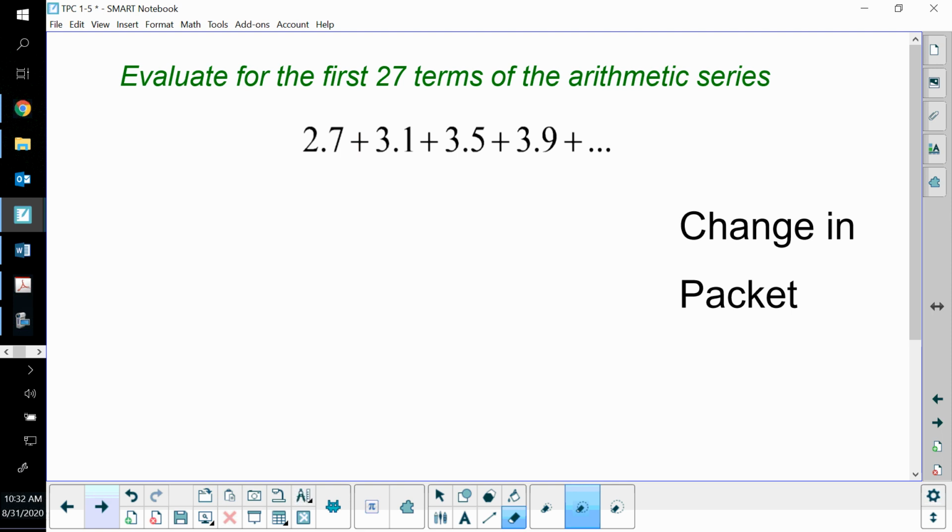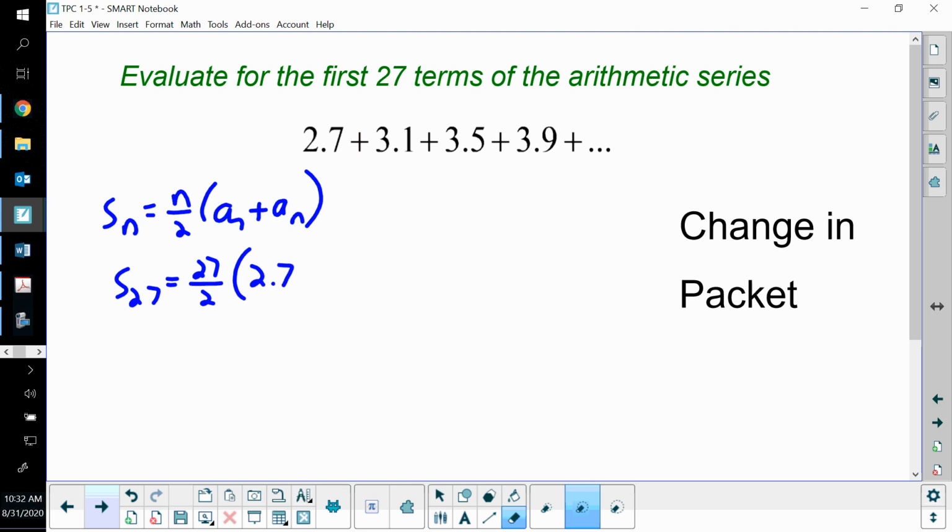So they tell us it's an arithmetic series, so we automatically know we're doing n over 2 times a1 plus an. We're doing the first 27 terms, so that's S27 equals 27 over 2 times our a1 is 2.7 plus, we don't know. We've got to go off to the side and from our reference sheet use our arithmetic sequence formula, putting that d in parentheses, of course. a27 is what we're looking for.